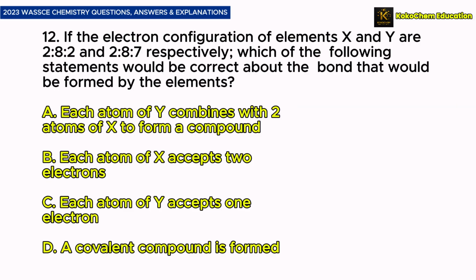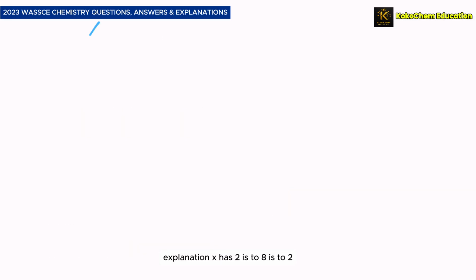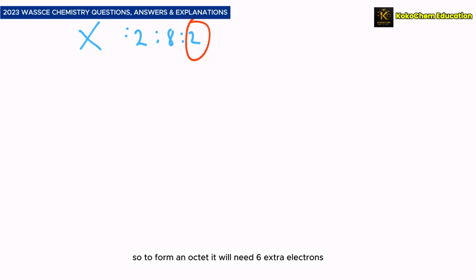The correct answer is C. Each atom of Y accepts 1 electron. Explanation: X has 2:8:2. X has 2 valence electrons. So to form an octet, it will need 6 extra electrons.